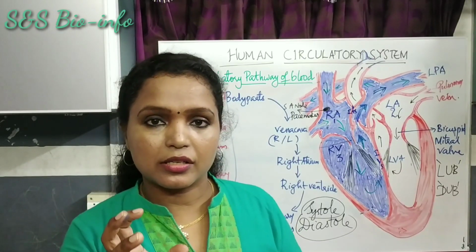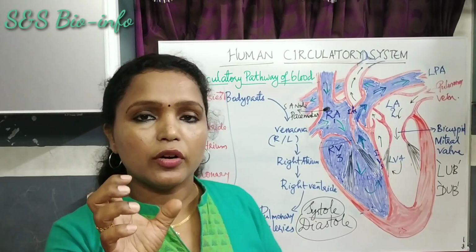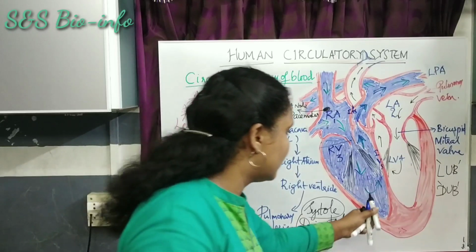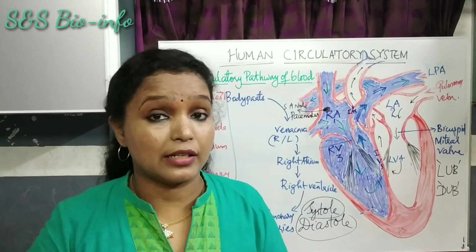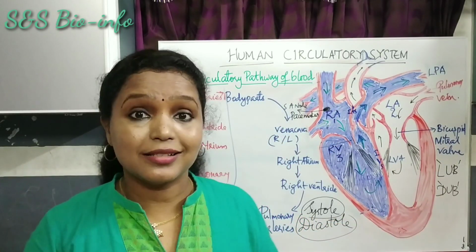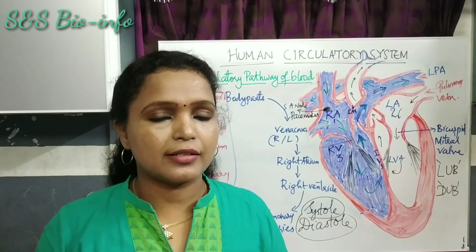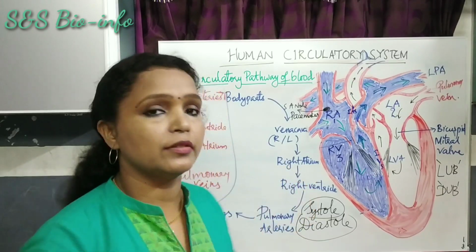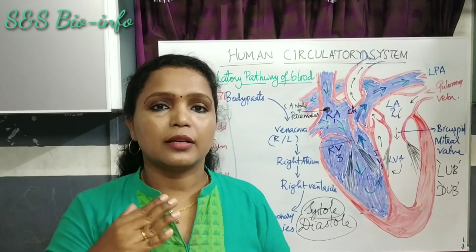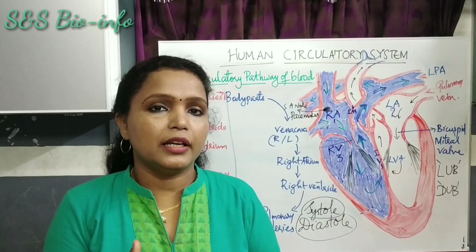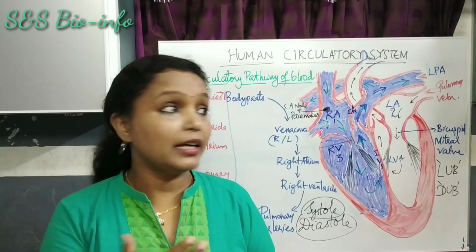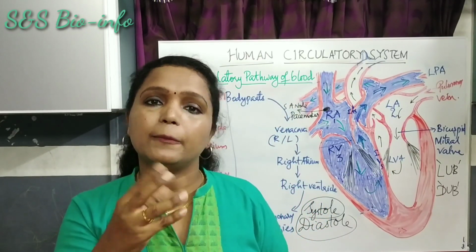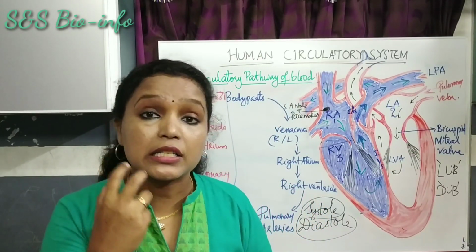The second sound is the dub sound. The dub sound is created by the semilunar valves. Semilunar valves are present in between the respective ventricles and the blood vessels, like the pulmonary aorta and the systemic aorta. While pumping the blood to the respective blood vessels from the respective ventricles, the semilunar valves shut immediately to prevent the backward flow of blood. That creates the second sound, the dub sound. Lub dub sound. That's the heartbeat, the heart sounds.